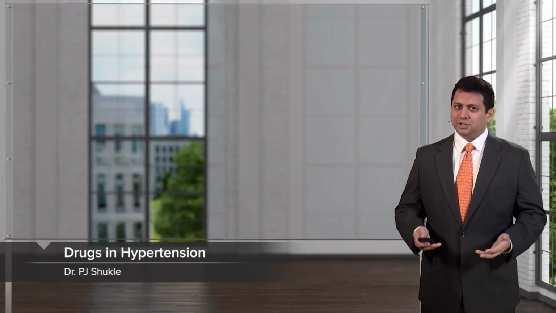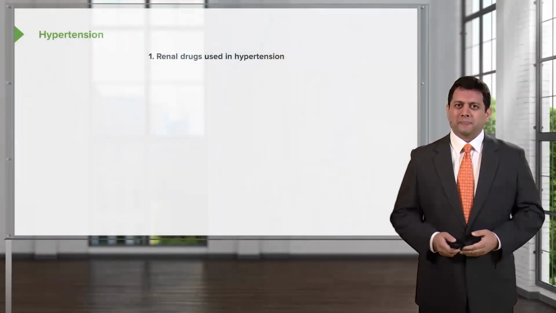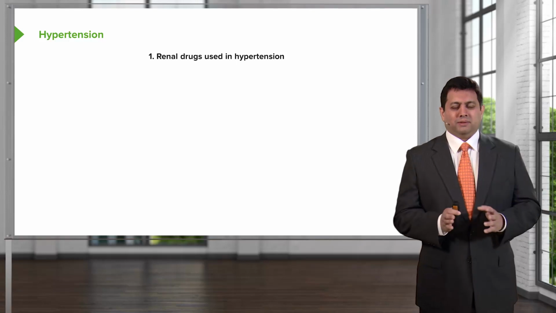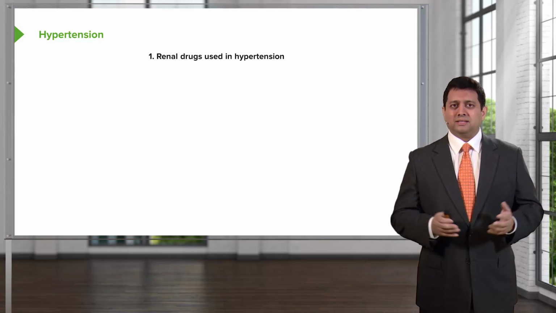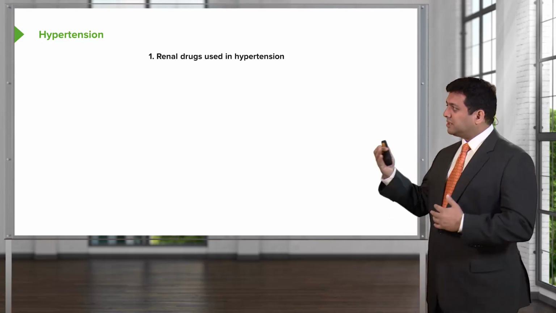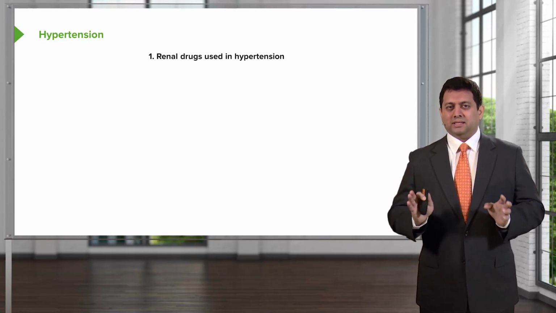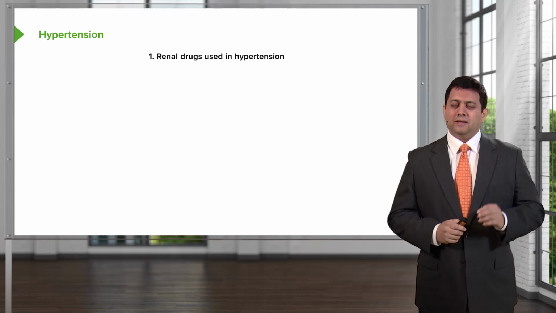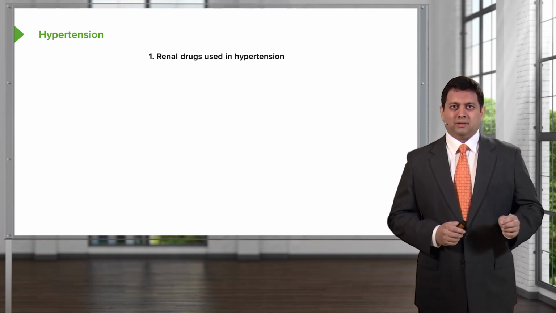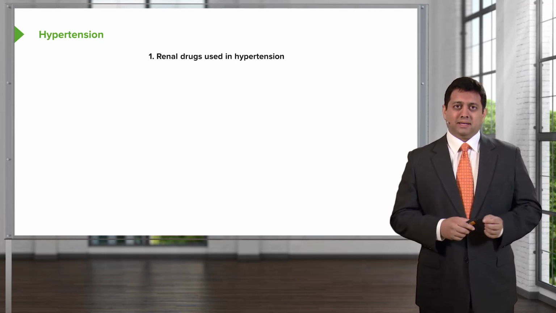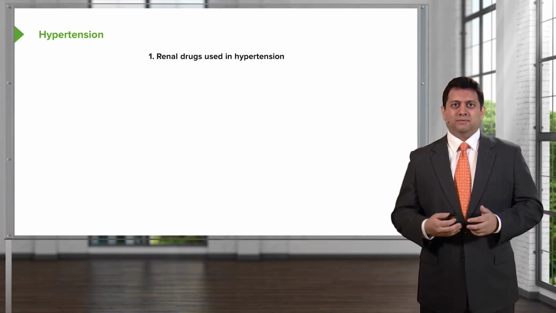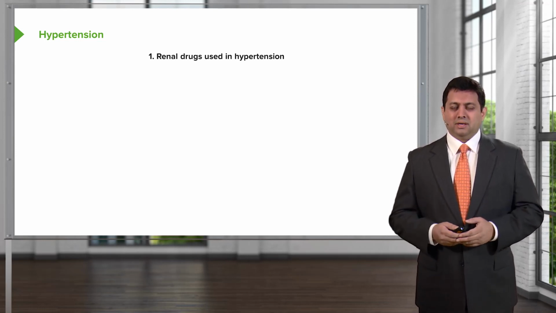I'm Dr. Praveen Shukla. We're going to talk about drugs in hypertension today. When we talk about drugs in hypertension, it's a huge class. So I'm going to go over each of the classes one by one. We're going to divide up the classes into two types of classes. The first type are drugs that act through the kidney or hormones made by the kidney. And the second type of drugs, or the second class of drugs, are those that work outside of the kidney.